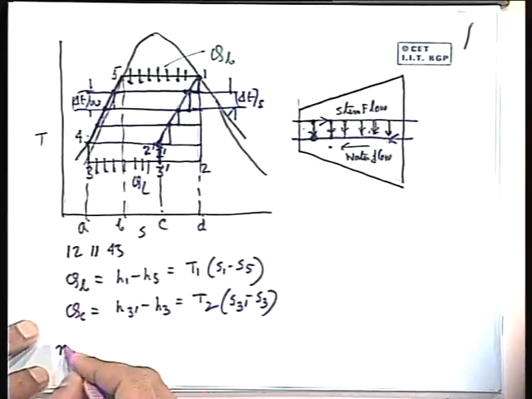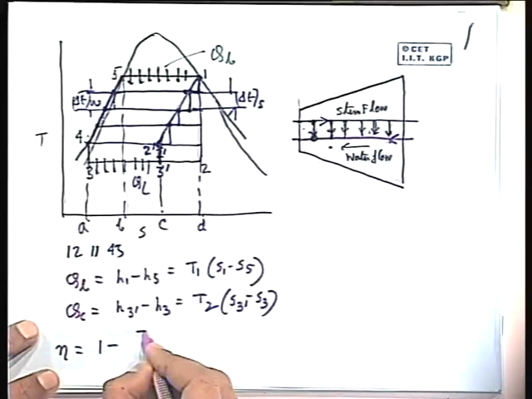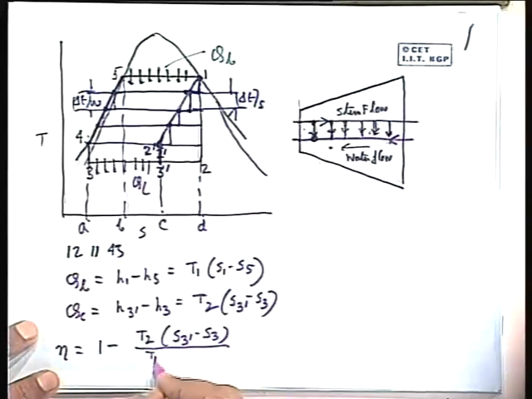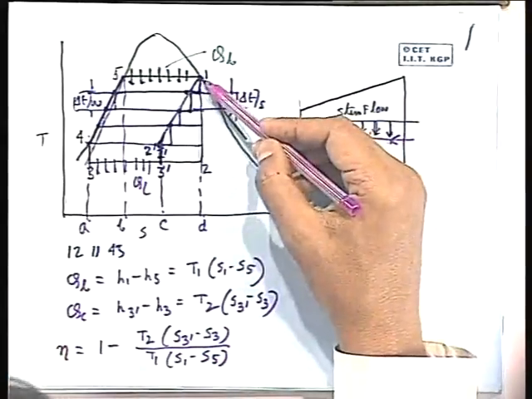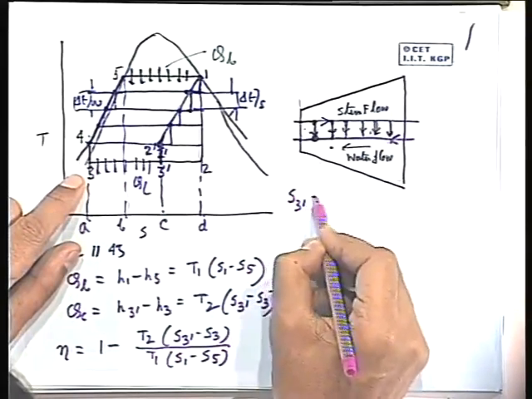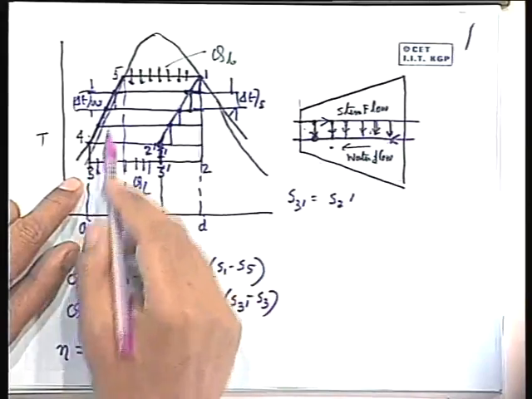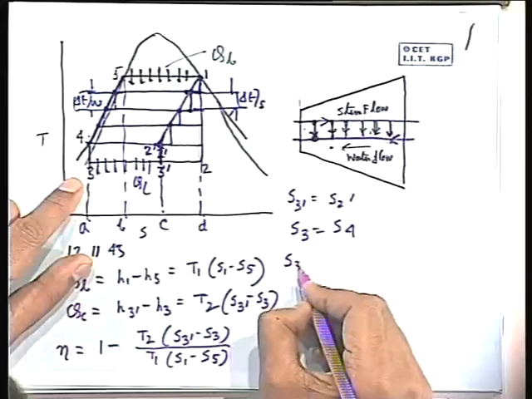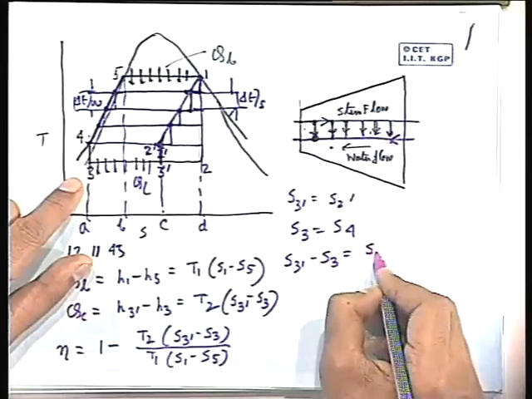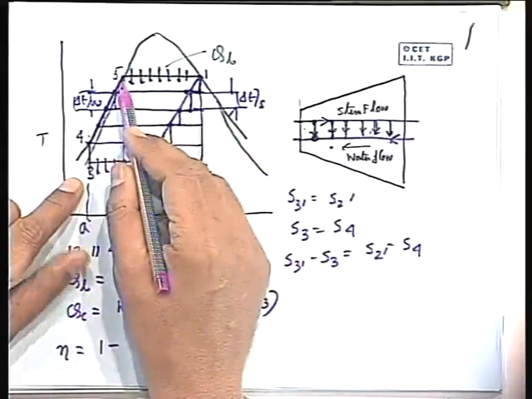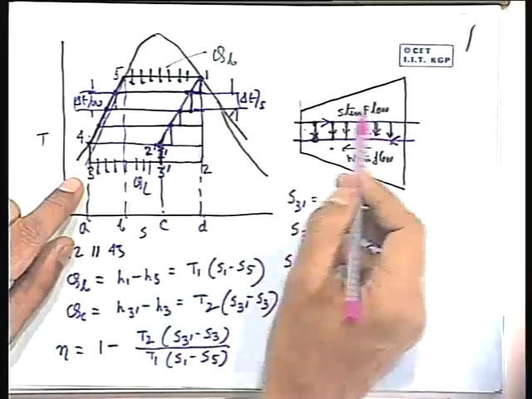So therefore, what is eta? Eta is 1 minus T2 into (S3 dash minus S3) divided by T1 into (S1 minus S5). And it can be shown that these two are equal. How? S1 minus S5 and S3 dash minus S3. Now S3 dash is S2 dash, and S3 is equal to S4. Now S3 dash minus S3 is equal to S2 dash minus S4. Now S2 dash minus S4 is S1 minus S5. Why? Because these two curves are parallel. The same heat transfer has taken place.